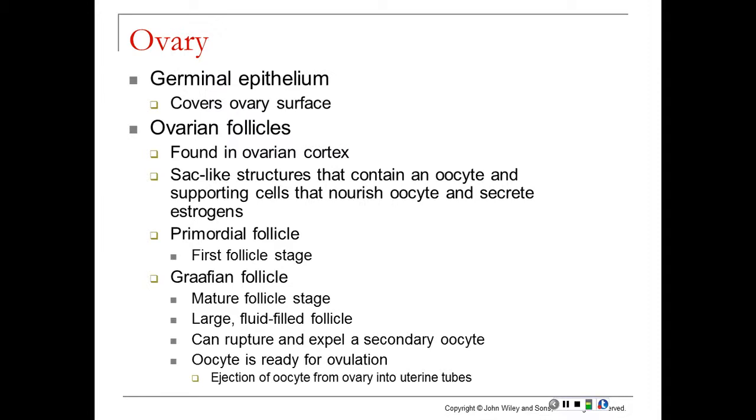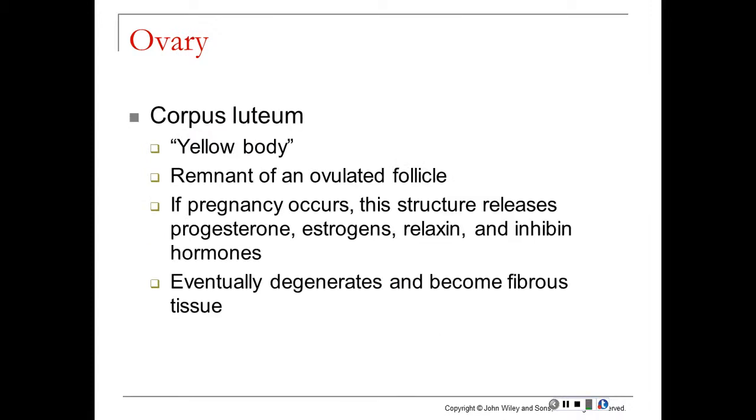When that oocyte is ejected, that is the process of ovulation. Ovulation is the process of ejecting that oocyte from the ovary into the uterine tubes. The corpus luteum literally translates to the yellow body. This is what's left of the ovulated follicle.